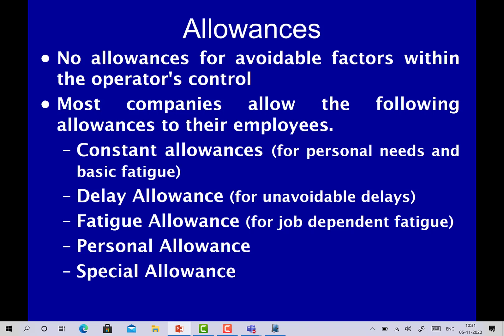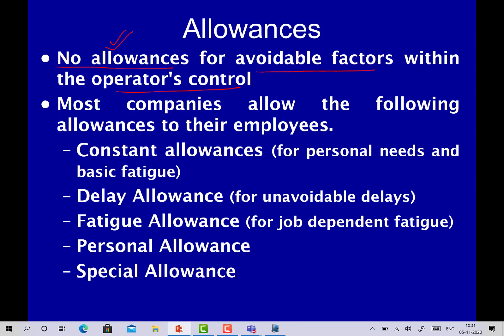As I have said, if there are a few things which are happening due to the workers, like the work is not being done due to a variety of reasons related to the workers, then the allowances are not given. So no allowance is given for the avoidable factors within the control of the operators, but for the unavoidable factors within the control of the management, these allowances are given, and that too based on the negotiations between the workers, the trade unions and the management.